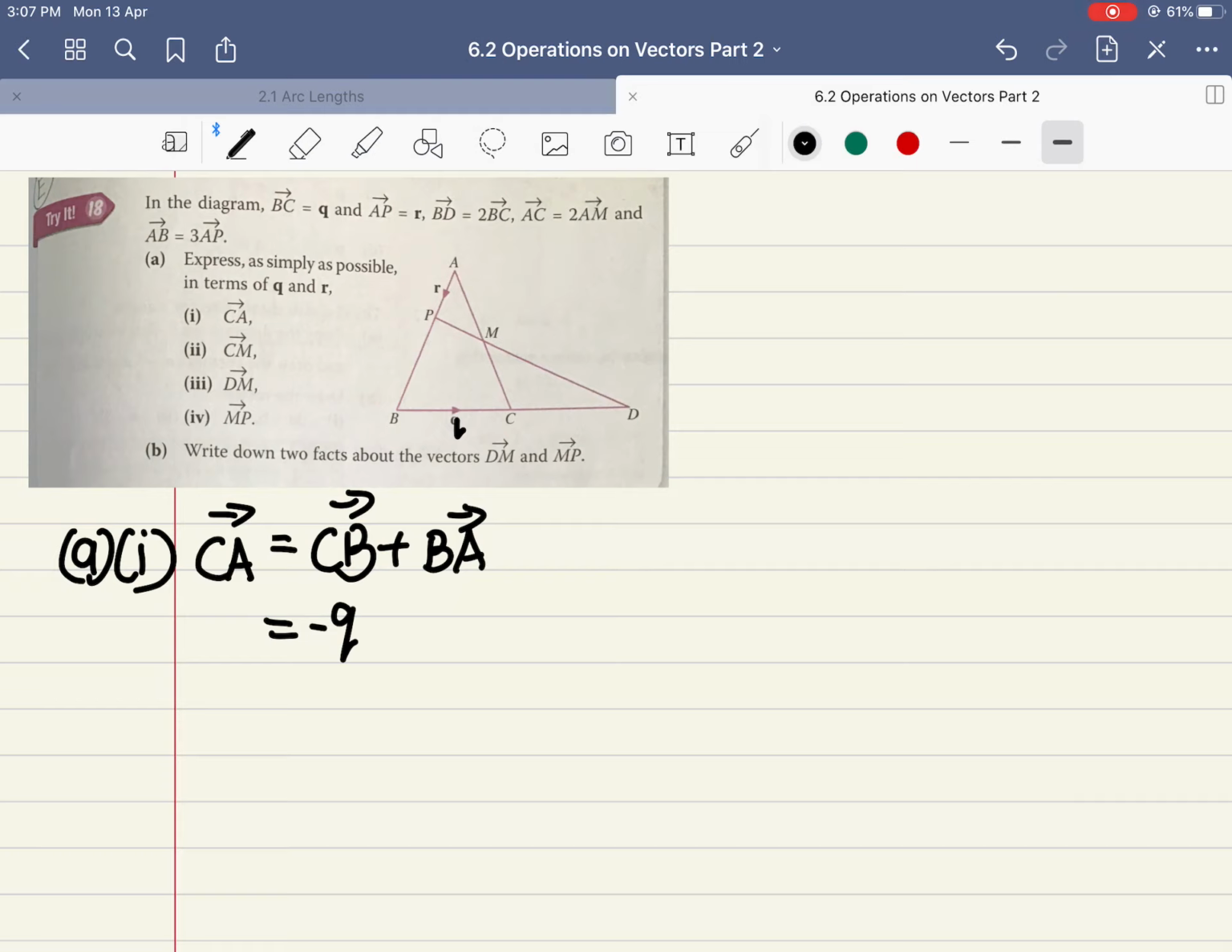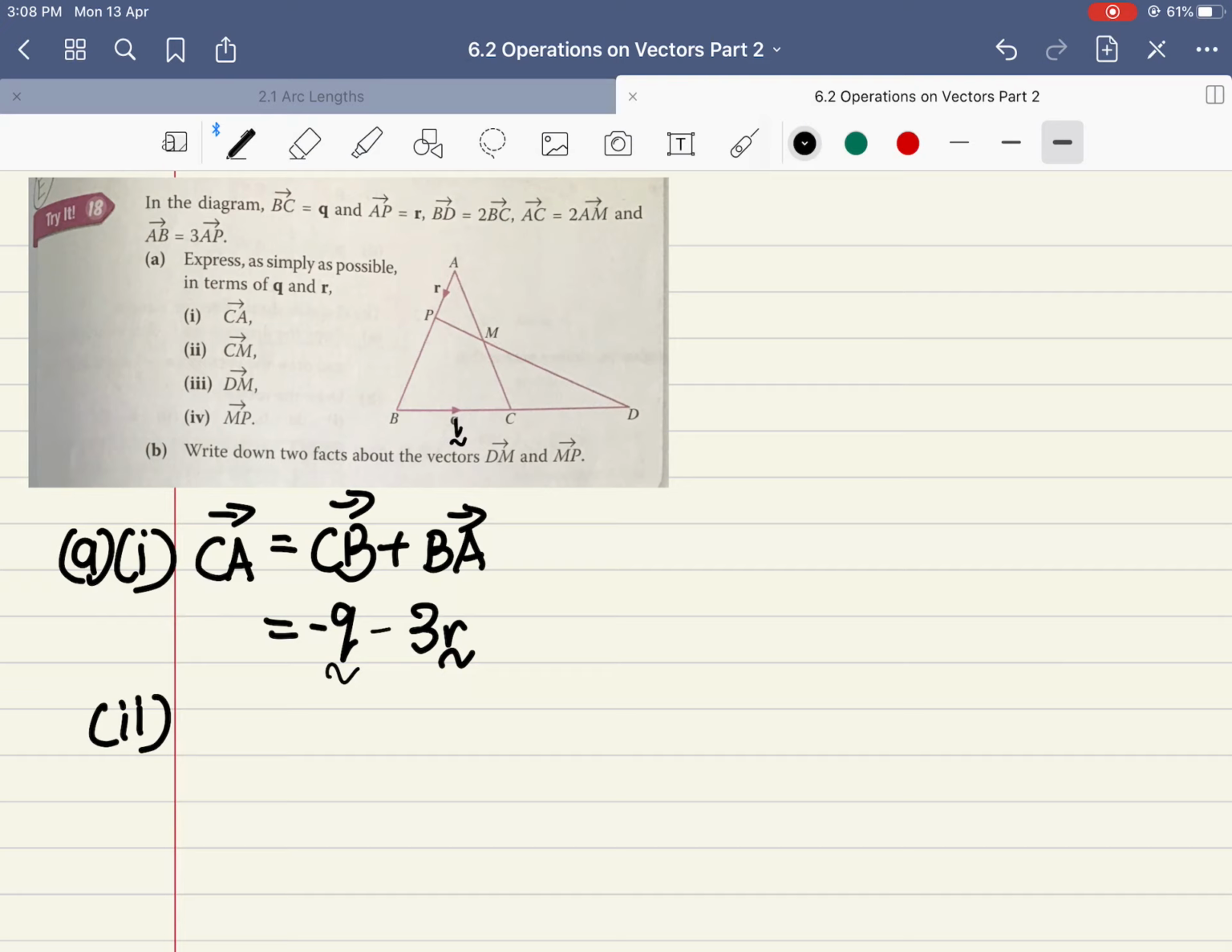CB is equal to negative Q. Because if you notice from the question, the nib is a bit too thick there. This is Q. If BC is Q, CB is negative Q. Then BA, we know that the whole thing is 3R coming downwards. So if we go the other way, it will give me negative 3R. Hence, CB plus BA is negative Q minus 3R.